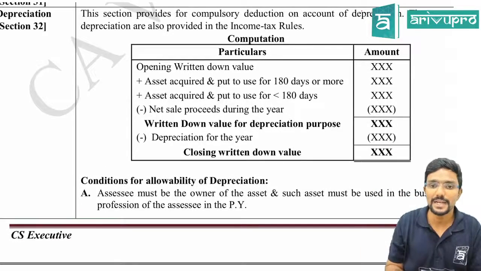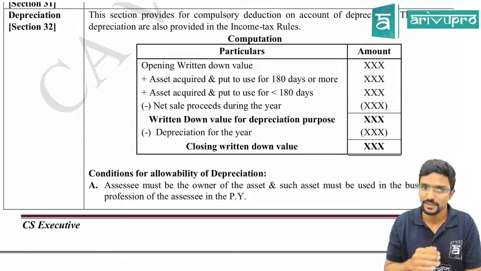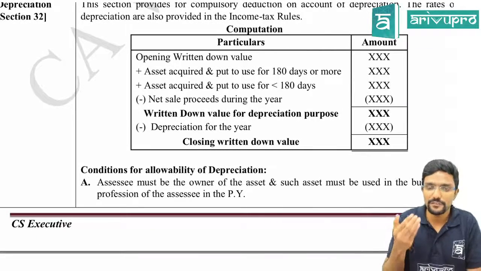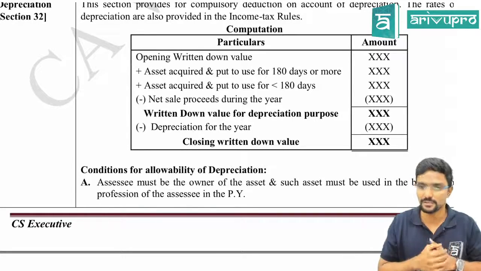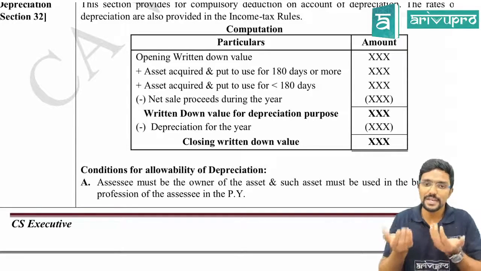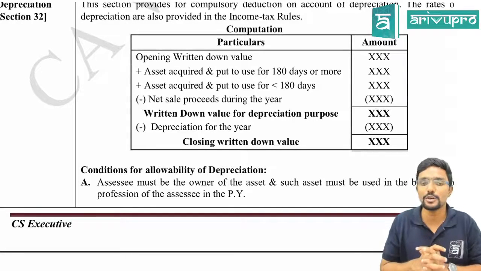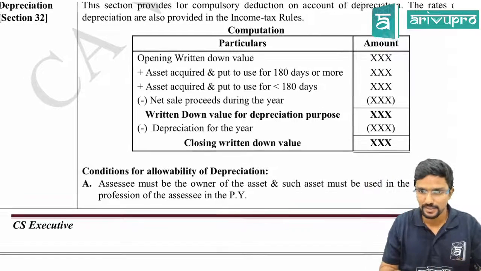Then if any assets are sold during the previous year, you have to reduce it from the block. Agree? Then you will get the WDV for the purpose of depreciation. On that figure, calculate depreciation. Agree? So once I reduce depreciation from that, I will get the closing written down value, which I will show in my balance sheet. Agree?